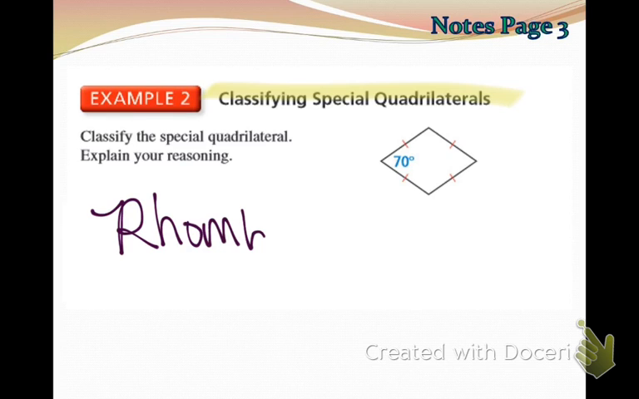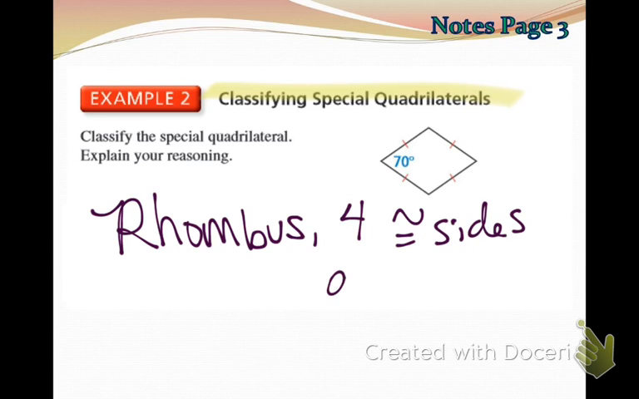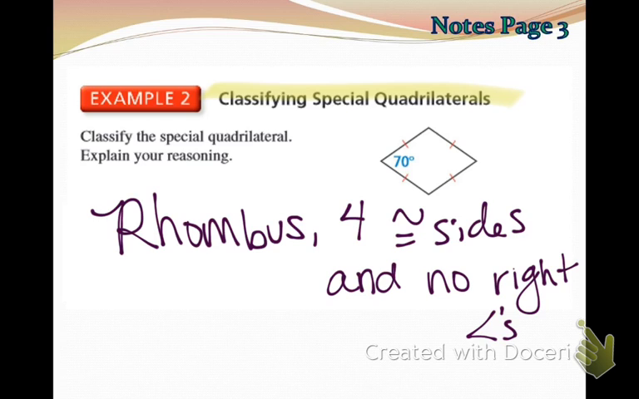So what's the first tip off? We had a rhombus here. So we had four congruent sides, but why did I know it was not a square? No right angles. So it's a rhombus because it had four congruent sides and then no right angles.